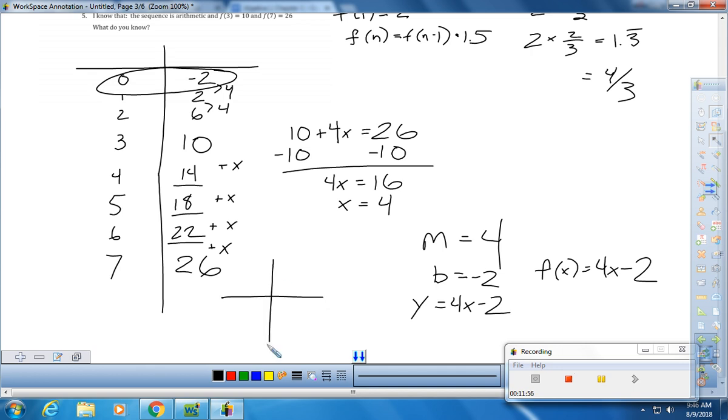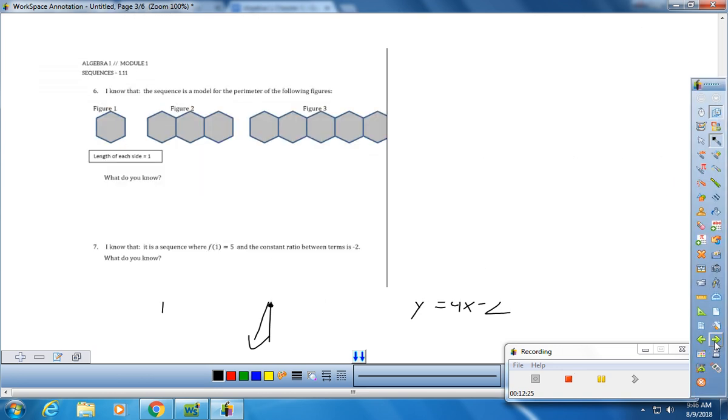I could sketch a graph. It starts out at negative 2 and goes up by 4 every time. So a pretty steep graph upwards. It's a line because it has a slope. And I might as well do the recursive. F of 1 is 2. F of n is f of n minus 1 plus 4. Stay with me. I won't make it that much longer.